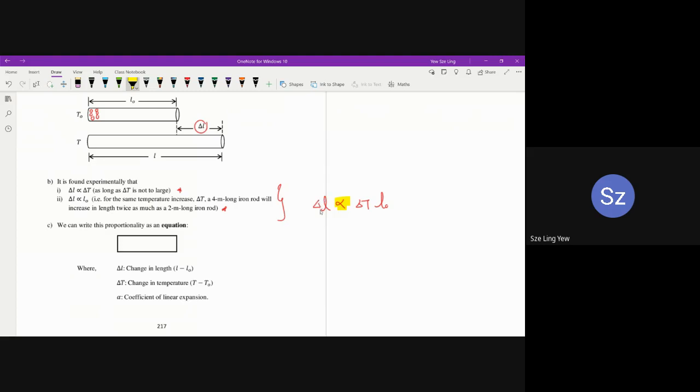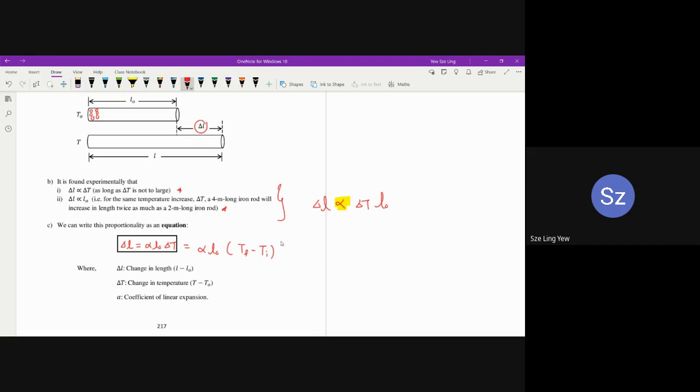So to make it into an equation that can be used in our calculation, we add a constant into this relationship. Therefore, you obtain the equation delta L equals alpha L naught delta T. Or it can also be written as alpha L naught times (T final minus T initial). Now, when we talk about T final minus T initial, of course, you can have a negative value.